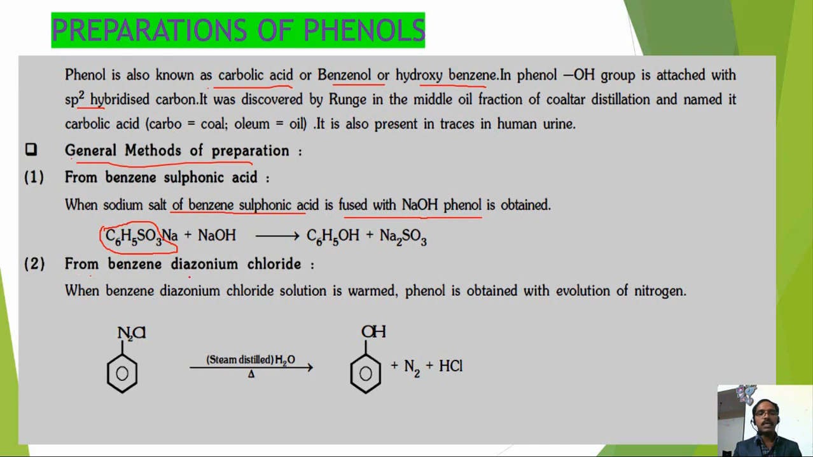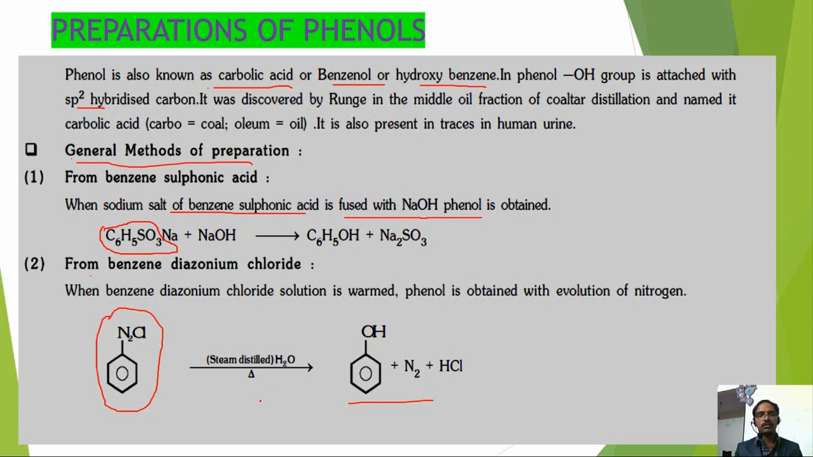Now, from benzene diazonium chloride, which also came up in aryl halides. Benzene reacts with NaNO2 plus HCl. The stable intermediate is benzene diazonium chloride. From benzene diazonium chloride, we can prepare many compounds, and phenol is also one of them. What are we doing here? Steam distillation. Steam distilled, so we get phenol.